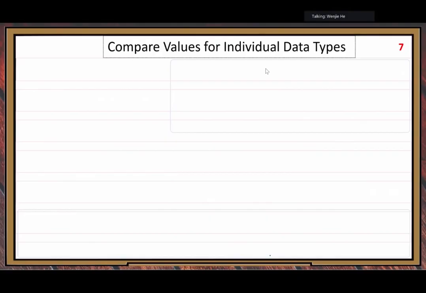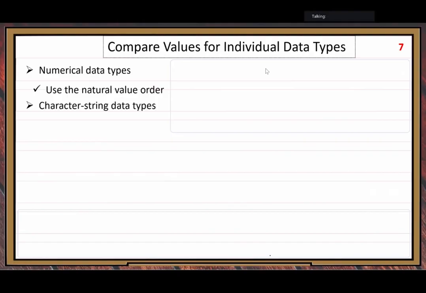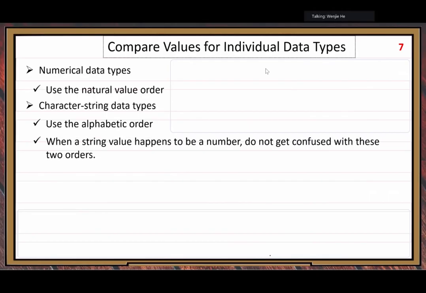Then, compare values for individual data types. A few more cases. Numerical data we are familiar with: natural order. Character string data uses alphabetic order. And for this line, last time I used one example to explain, so here I do not need to repeat it. String, we use double quotes or single quotes. I will explain this.